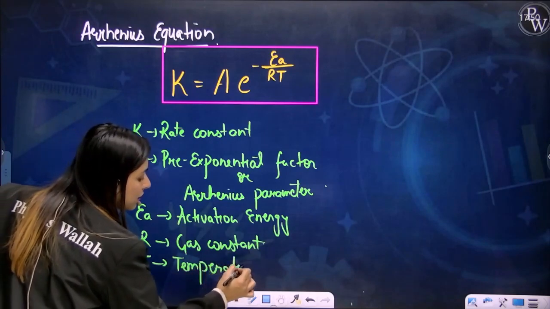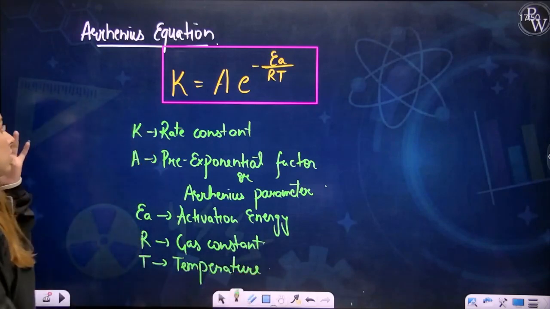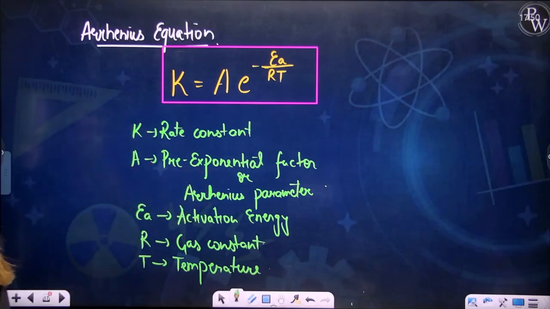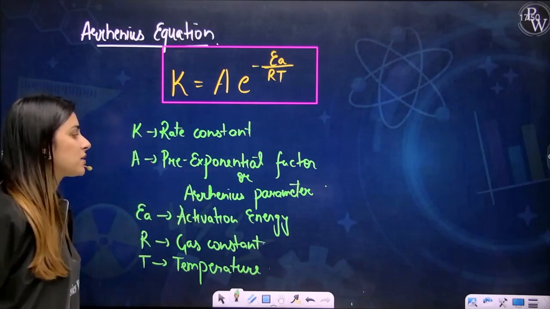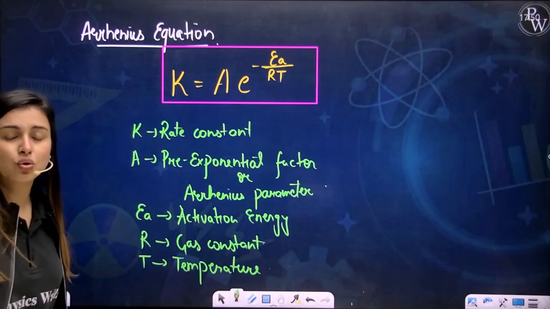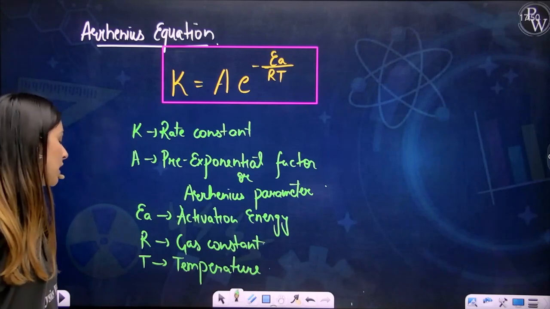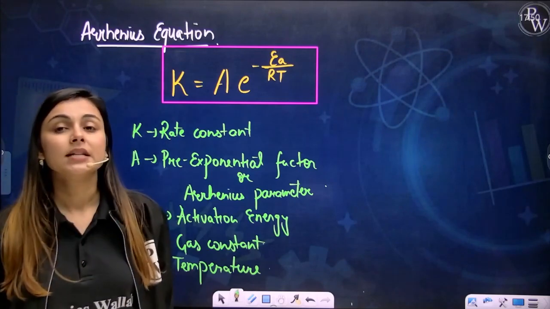So these are the factors which are used in the Arrhenius equation. What does each denote? I have told you. K is your rate constant, A is the pre-exponential factor, also known as the Arrhenius parameter. Ea is the activation energy, R is the gas constant, and T is the temperature.